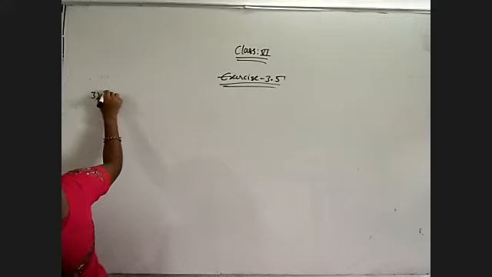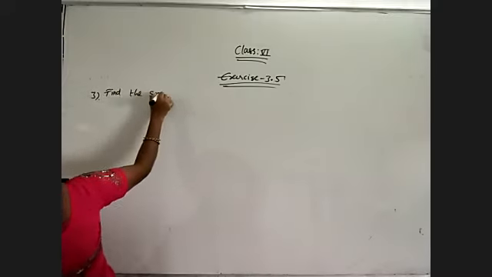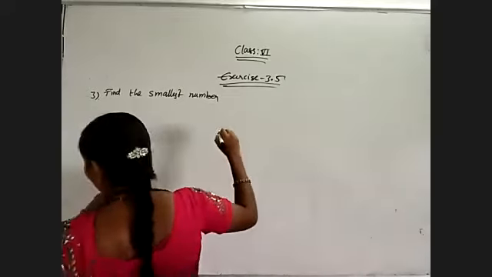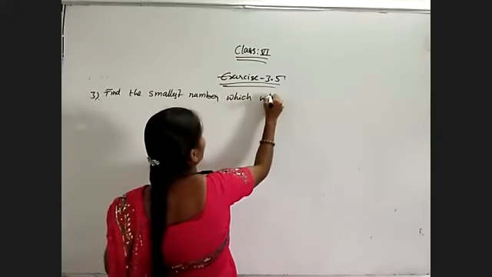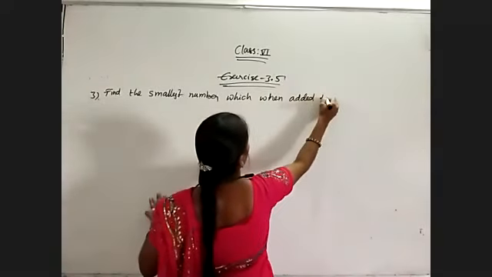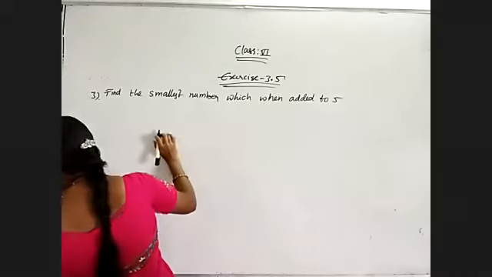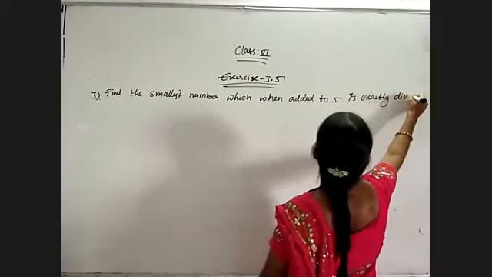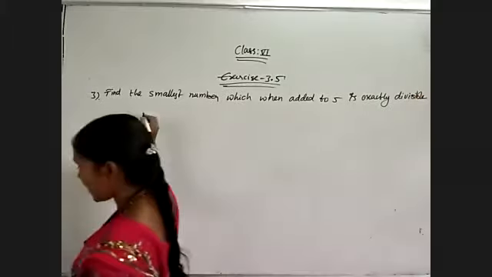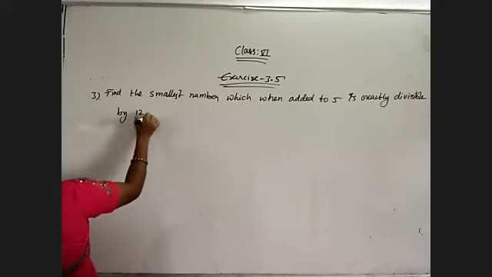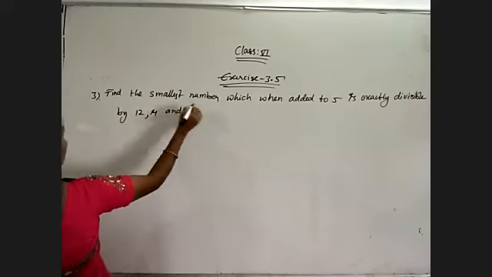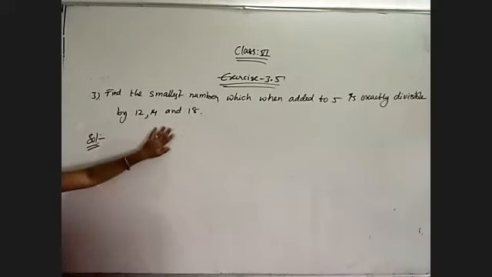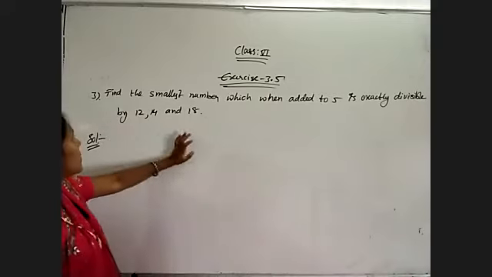Observe the third problem. Find the smallest number which when added to 5 is exactly divisible by 12, 14 and 18. Okay, just listen.